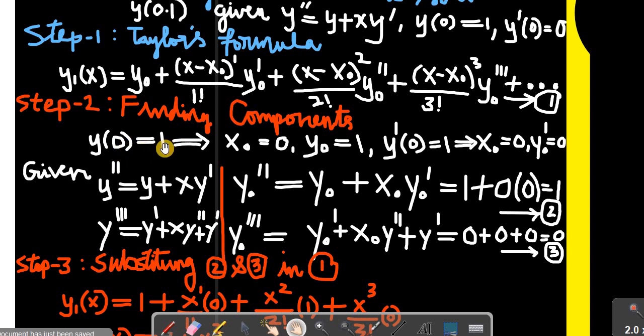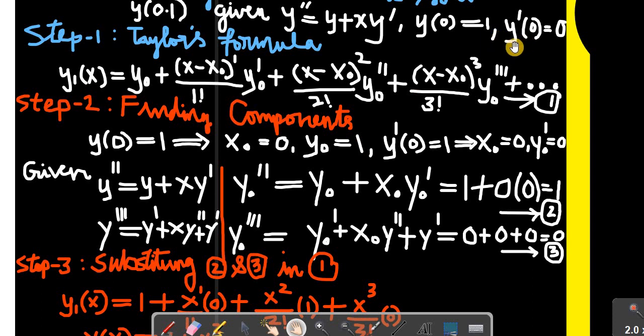What is the meaning? Here x value, am I correct? When x naught equals 0, when the initial value of x equals 0, the value of y is 1. That's what I have written here. When x naught equals 0, y naught equals 1. When the initial value of x equals 0, the initial value of y equals 1.